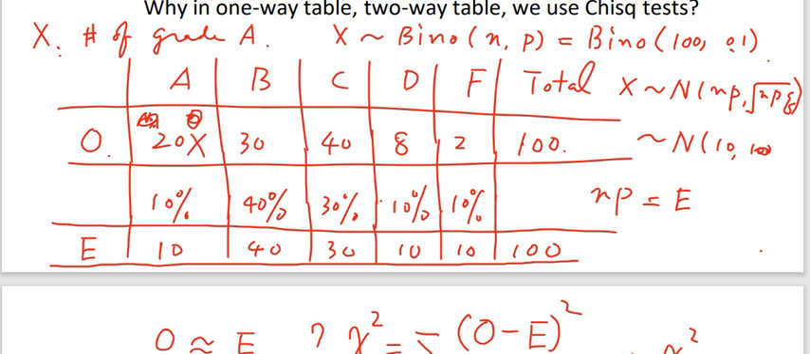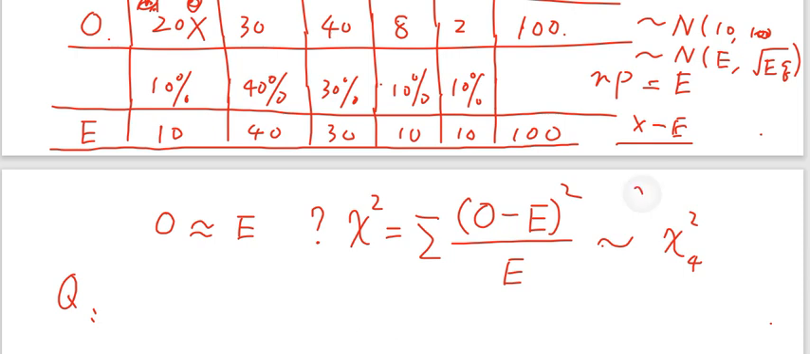Okay, so in the general case, NP is just E. So we denote NP as E, and the standard deviation is the square root of EQ. So this follows a normal distribution. Then X minus E over the square root of EQ will follow the standard normal, right?